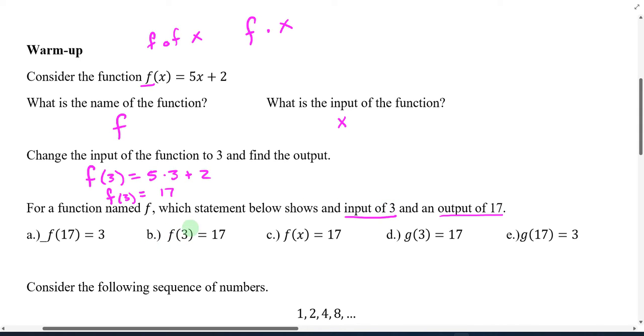We have a function named f. The number inside of the parentheses is 3, so that's an input of 3, and an output of 17. The number on the other side of the equal sign is the output right here. That is 17. So this one matches with what they were asking. If I look through the rest of these, look inside the parentheses here, the input is not 3, it's x. Here, the name of the function is wrong.